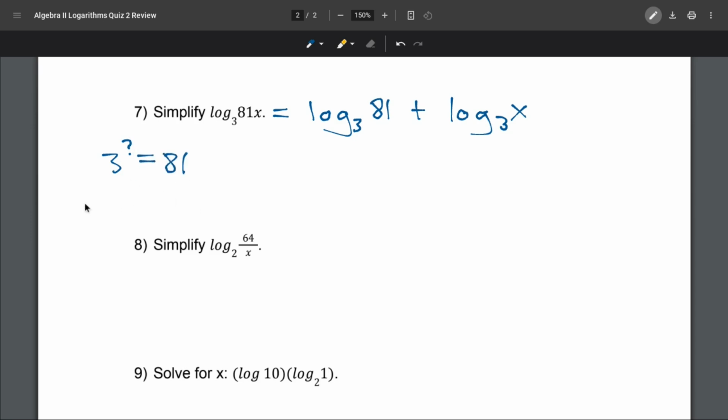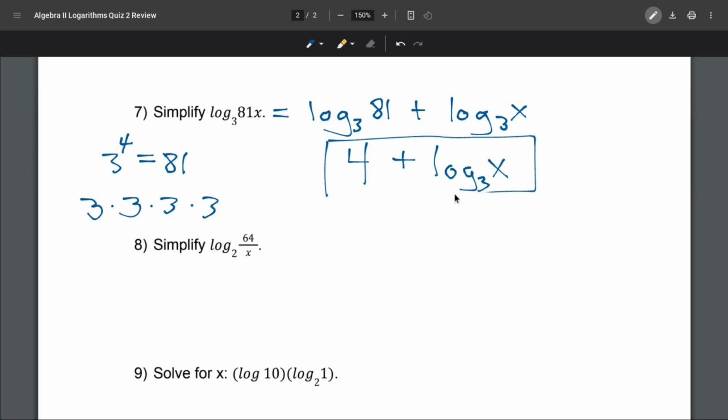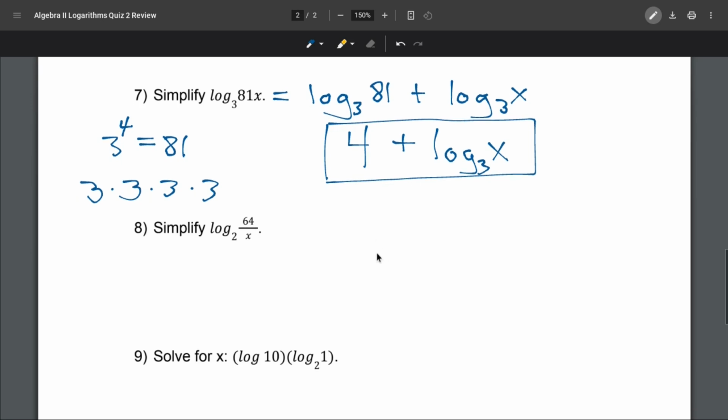To figure out the power, we can start multiplying 3's together. So we can do 3 times 3, that's 9, times 3 again is 27, and times 3 again is 81. So this power here is the fourth power. So 3 to the fourth power equals 81. So we're going to put 4 here. We don't know anything about x, so we're just going to say 4 plus log base 3 of x. That's our solution for that one.